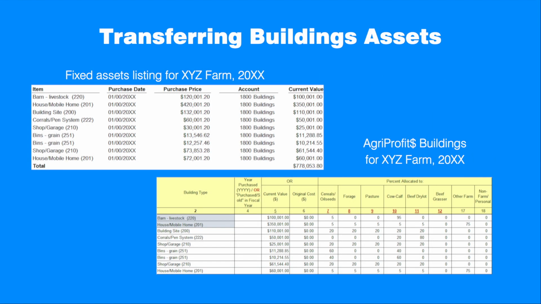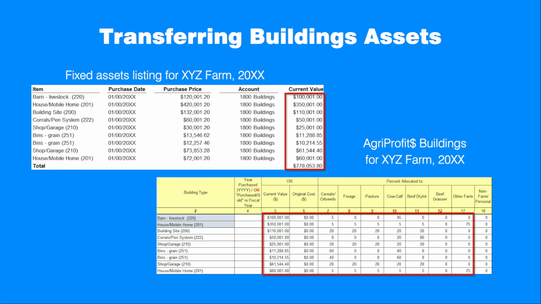Buildings and improvements data include all assets fixed to the farmland and used in the farm business, such as building site and services including electricity, farm shop, on-farm storage, and other farm buildings. In the example, the current market value of all buildings and improvement assets is transferred item by item to the AgriProfits building table and allocated to the enterprises where the assets were used.